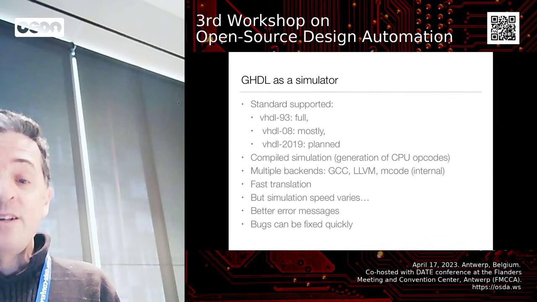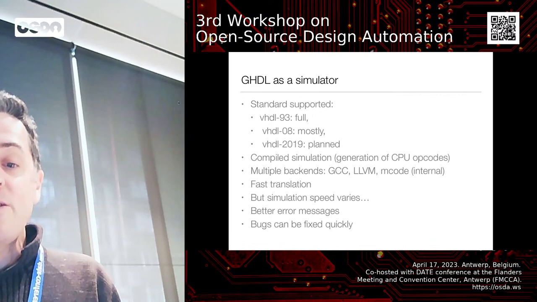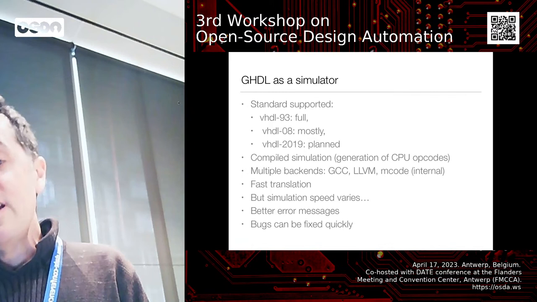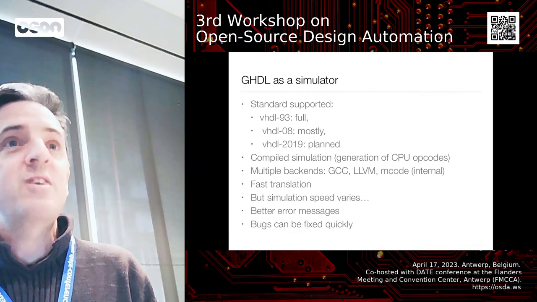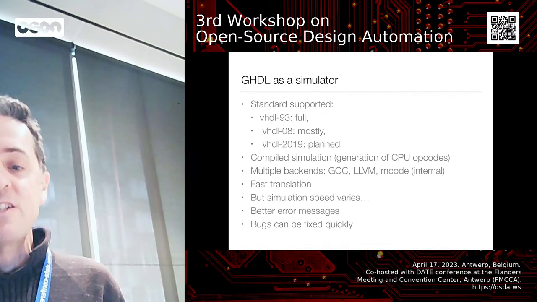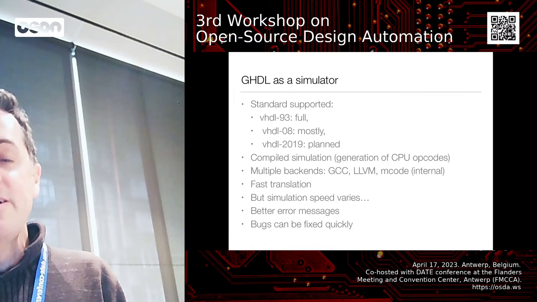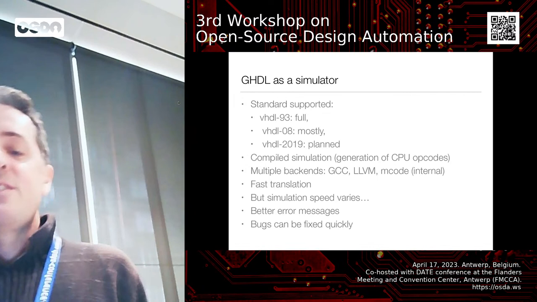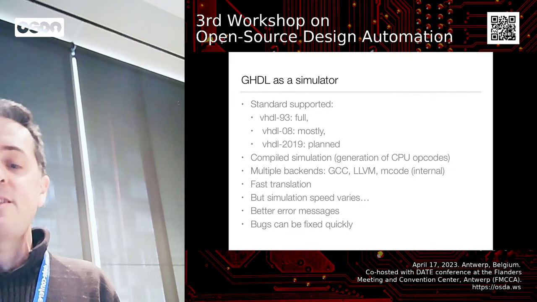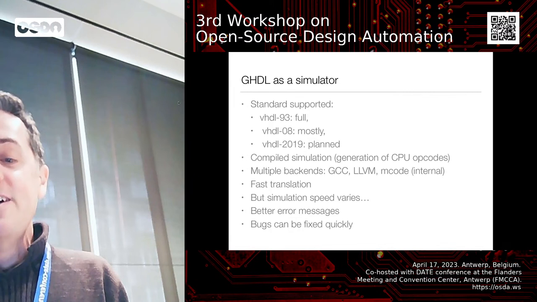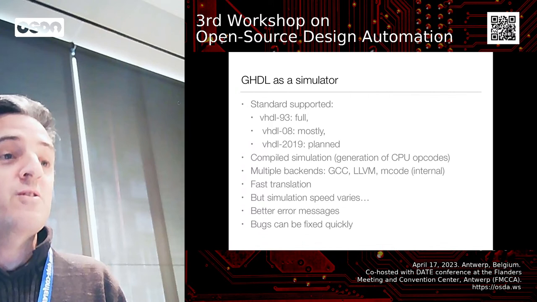It's a compiled simulator, so it generates object code at the end. And the structure of it is made to support multiple backends, so you can see GHDL as a GCC frontend, like C++ or also a Go frontend or whatever, Fortran. There is no intermediate generation of C code. It can also be used with LLVM, and there is also an internal code generator named mcode, which has the advantage of being very fast in generating, I would say, rather good object code. It's quite fast, at least to do the code generation, but the speed of simulation is not that fast, in particular if you use a lot of signals.